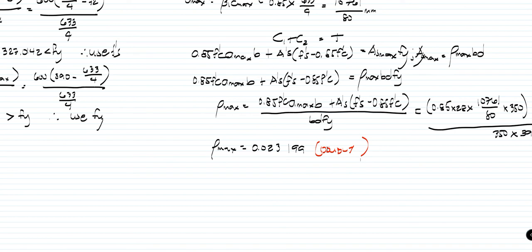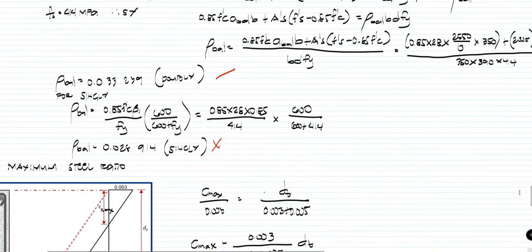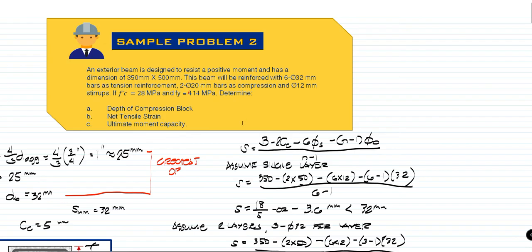And this is now considered as a compression member kasi para na siyang column na multiple layers yung reinforcement. So, dito pa lang makikita mo na bakit ganun yung naging behavior nung sample problem natin na beam. So, ito yung mga properties na mahalaga din sa pagdedetermine ng behavior ng ating reinforced concrete beam. So, that will be all para dito sa ating sample problem number 2.